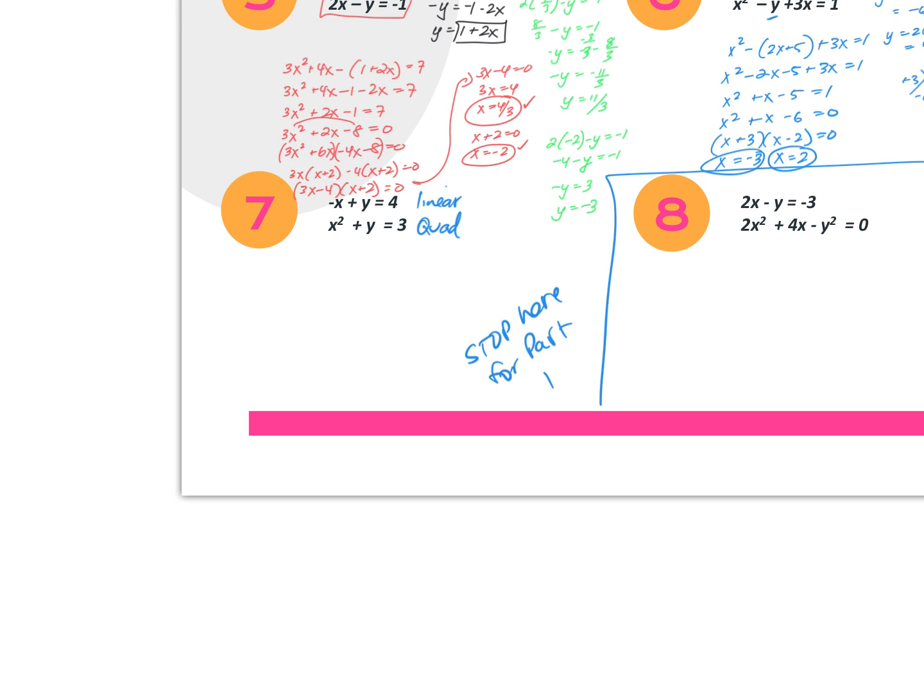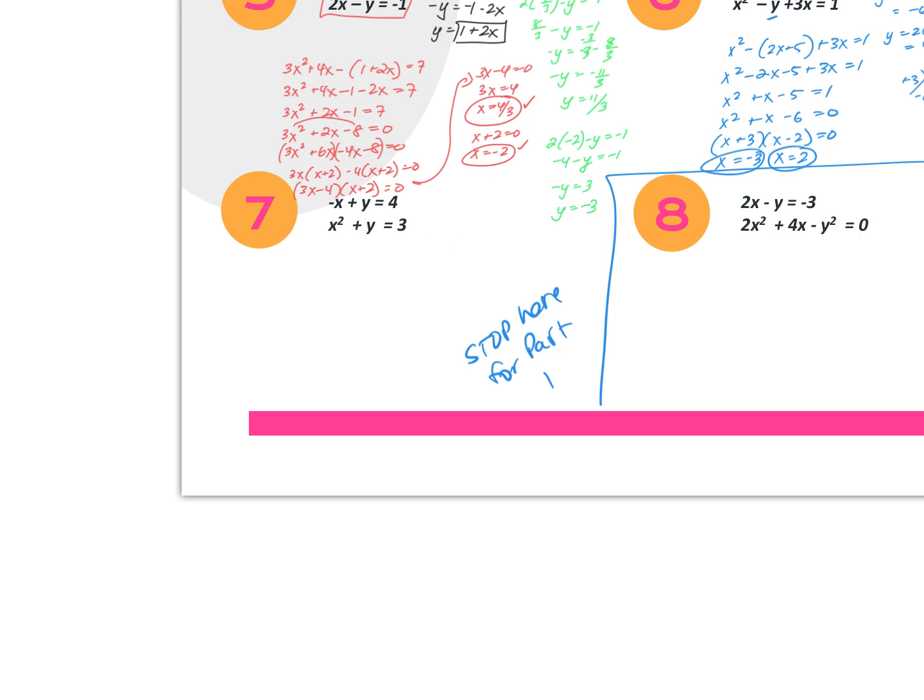Last but not least, I come to this last one. And again, I can use substitution. I'm going to show you tomorrow, when I go to the next part, another way of solving these, through elimination. And maybe I'll show you how to do that. But let me just focus on substitution for right now, since I've been doing that.